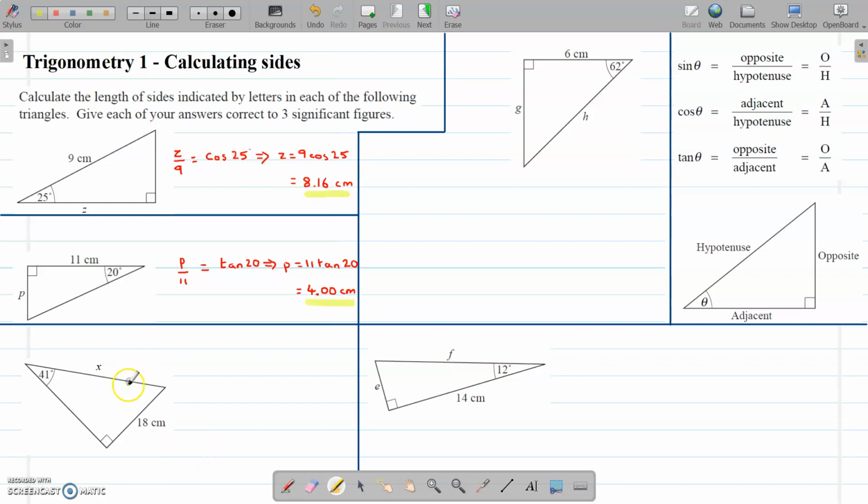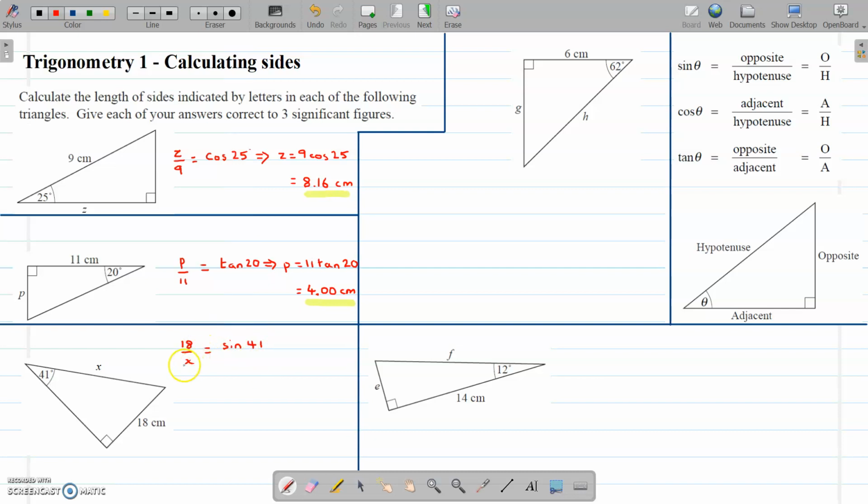Now, this one, you just need to be careful and you'll see why in just a moment. On this one, we're asked to find x, which is the hypotenuse, and we're given the opposite, which is 18. So my trig equation would say opposite over hypotenuse, so 18 over x is equal to the sine of 41.